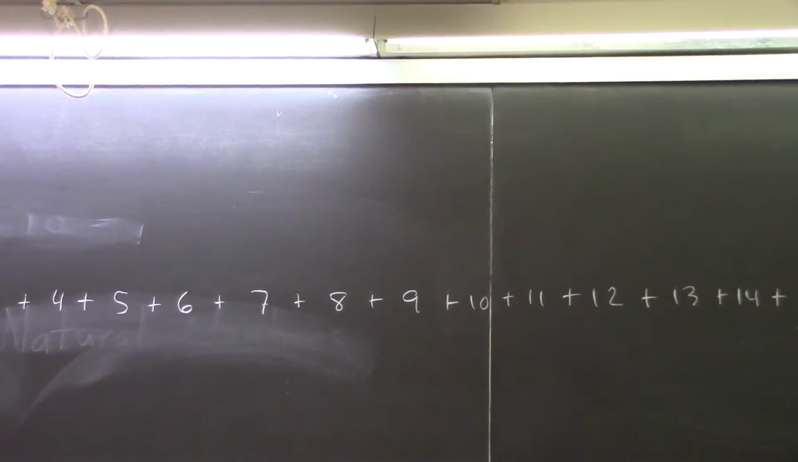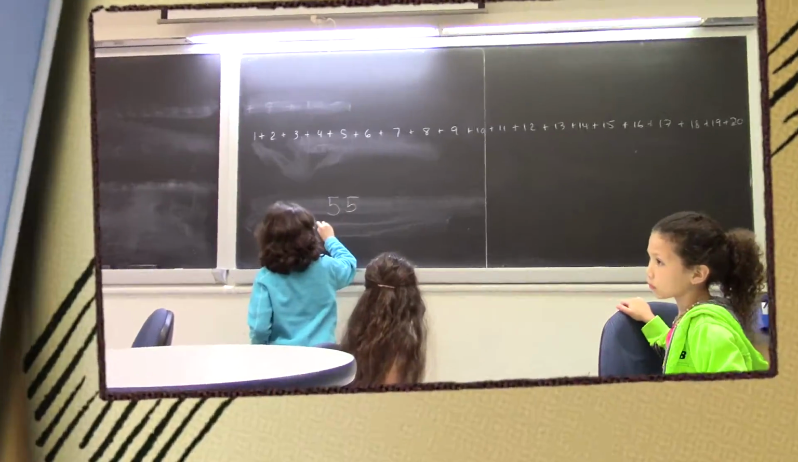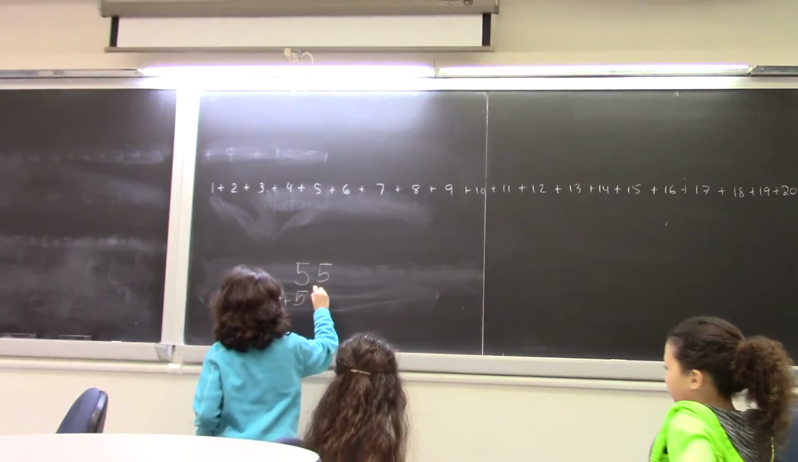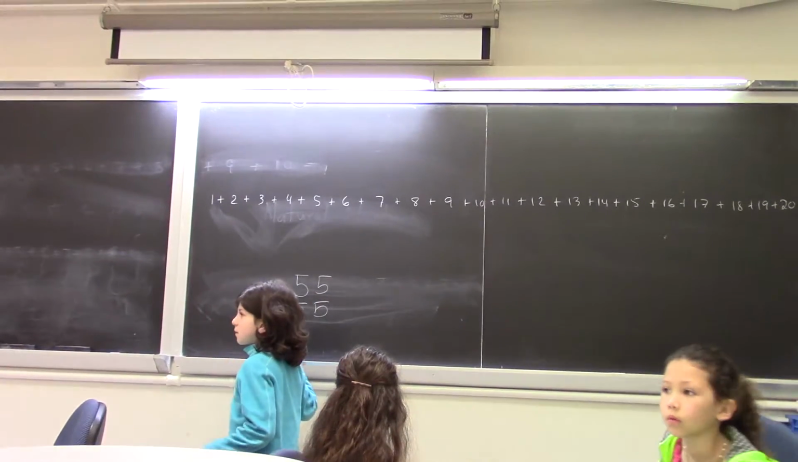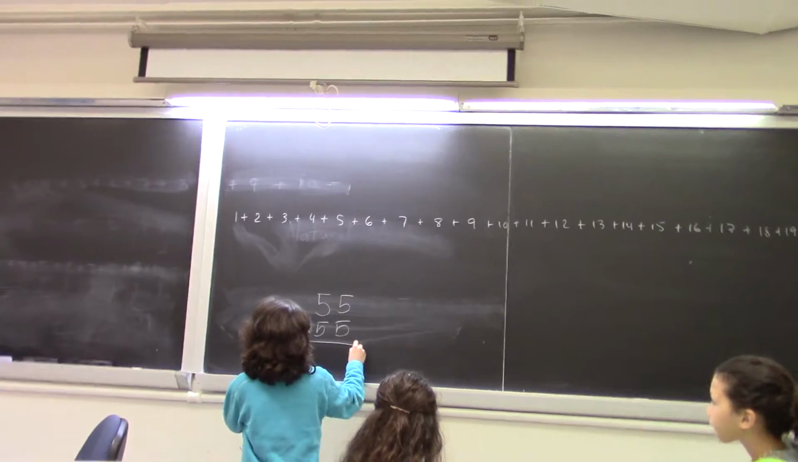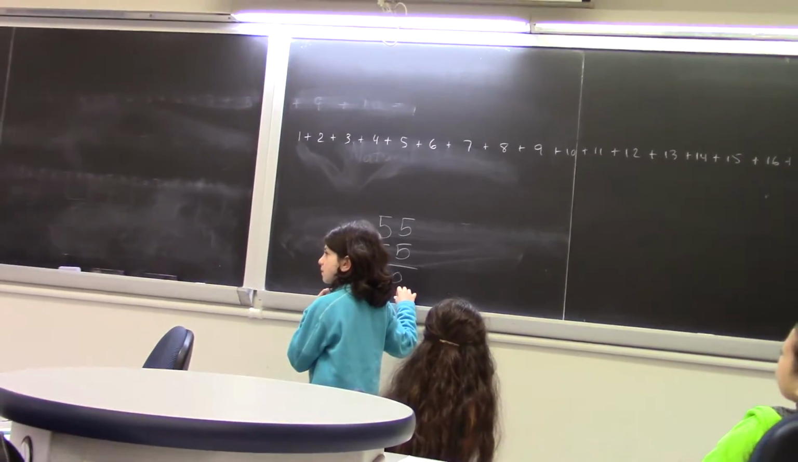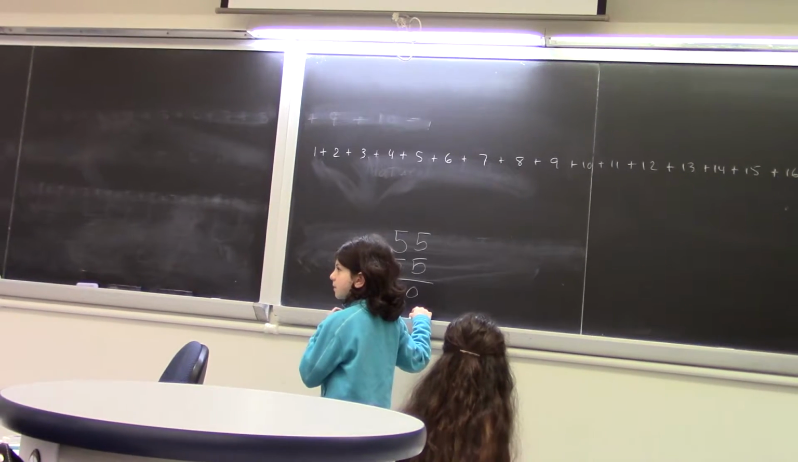Wait. How do you, 55, wait, that 55 is coming from where? Where is that 55 coming from? 1 to 10. The first 10, we already know that. The sum of the first 10 is 55. Wait, why are we adding 55 to that now?